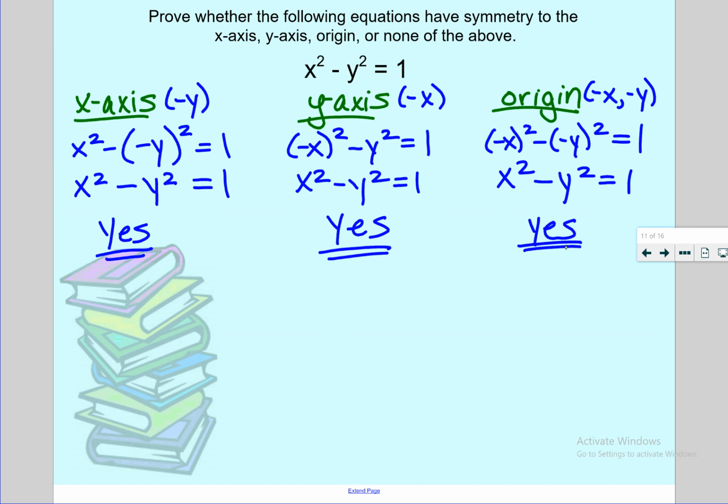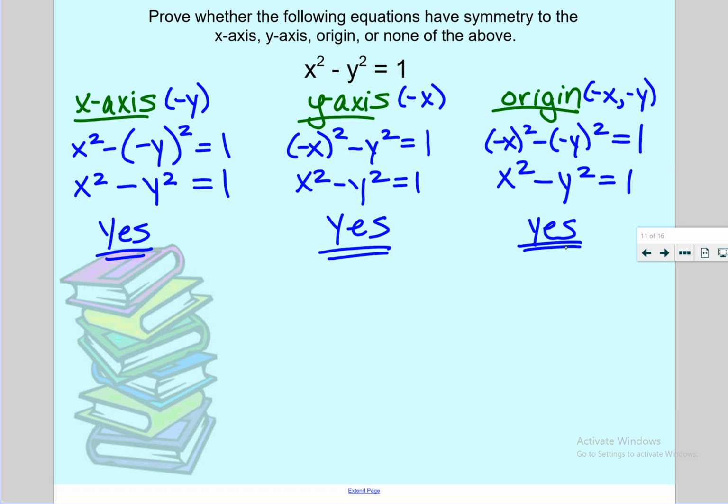All three were yeses. So in Math Excel, this might be like a multi-select question instead of just multiple choice. Yes? Is it possible for the x-axis, y-axis? Yes. No, that is not possible. So if you have symmetry to the x-axis and the y-axis, you automatically have symmetry to the origin. And you could state that on that third line. You could say because there's already symmetry to both of those.